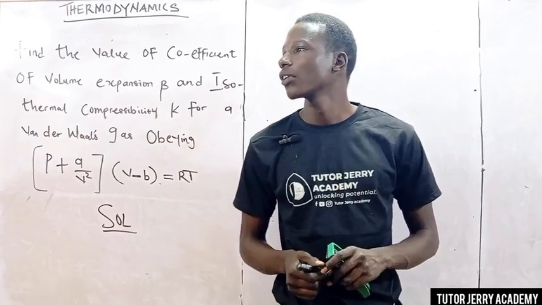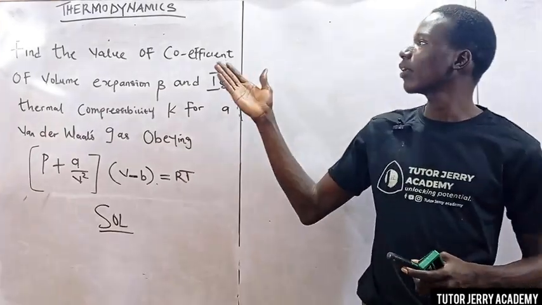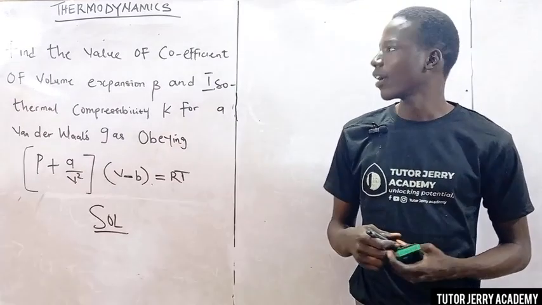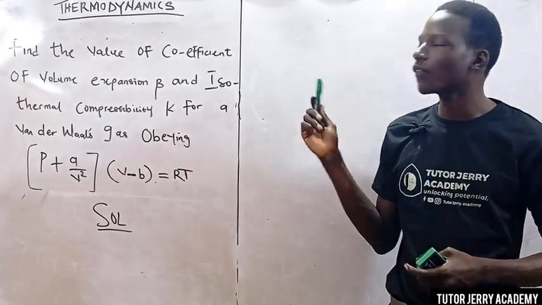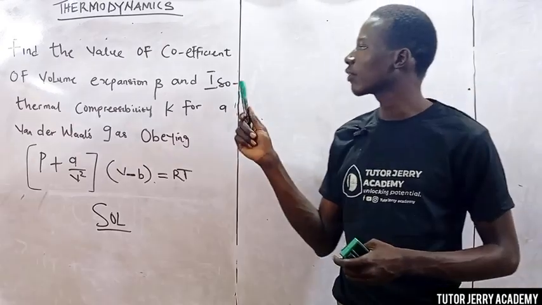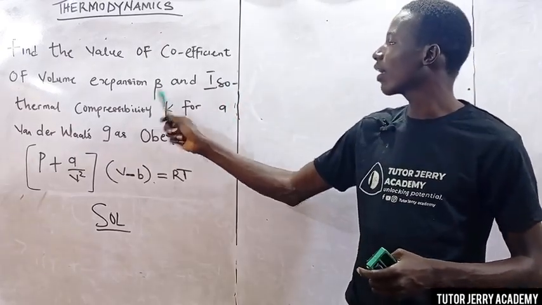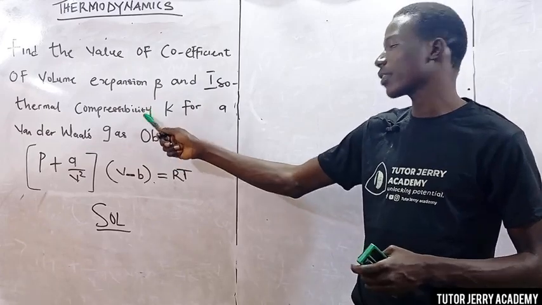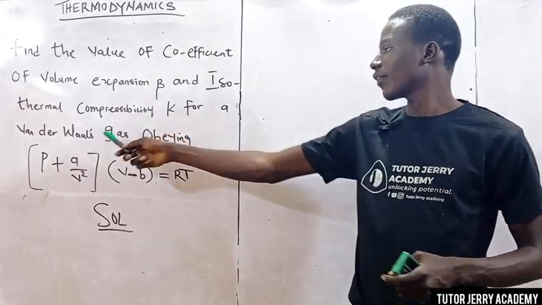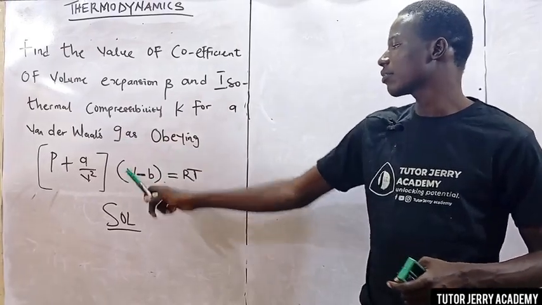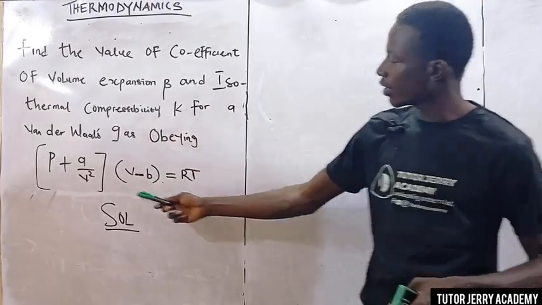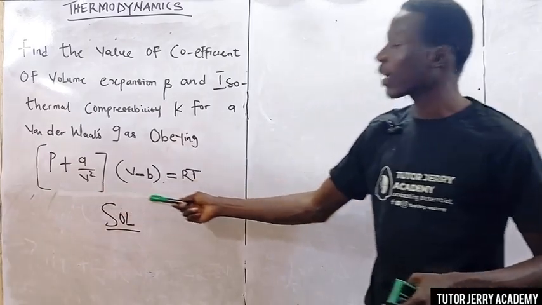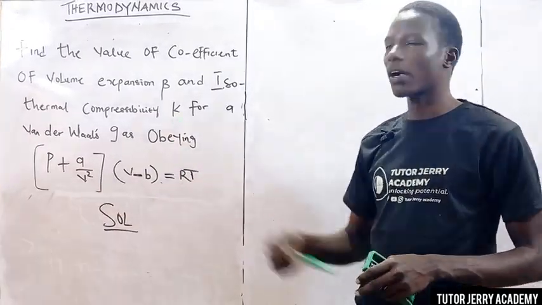Good day, viewers. Today we are going to be solving another problem under thermodynamic relations. What we have here on the board says: find the value of the coefficient of volume expansion, beta, and isothermal compressibility, K, for a van der Waals gas obeying this relation. This relation is the mathematical expression of a van der Waals gas.